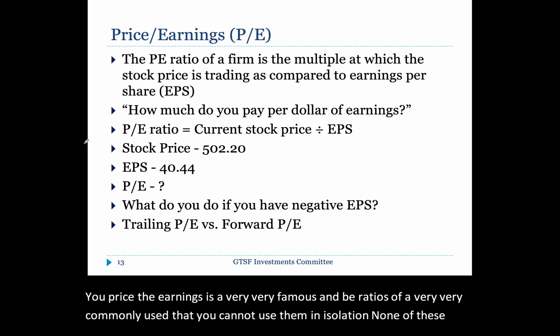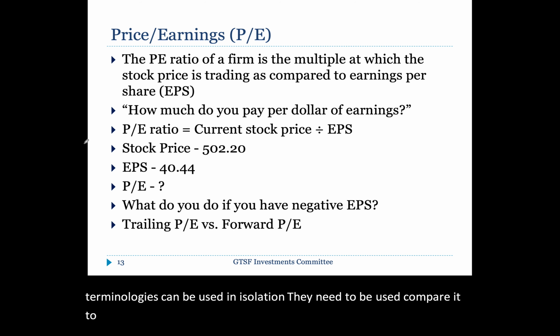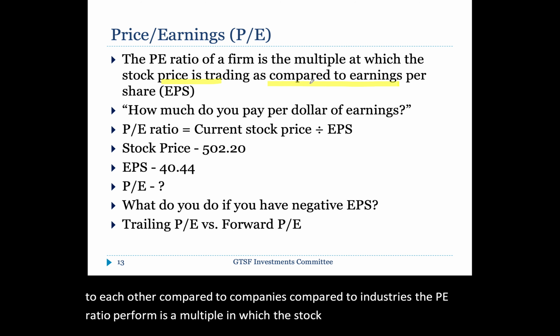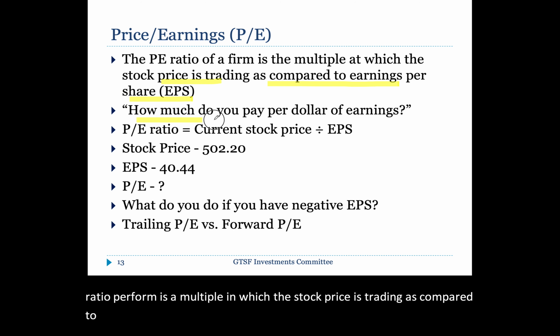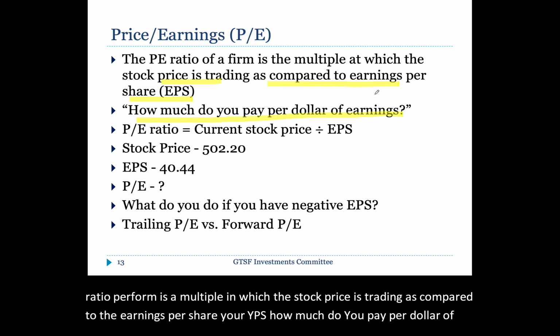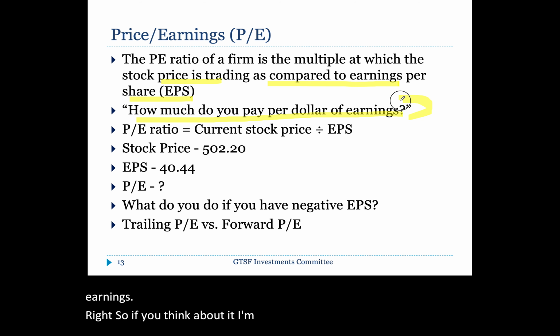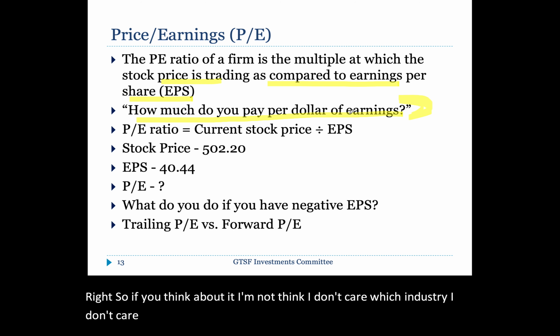They need to be used, compared to each other, compared to companies, compared to industries. The PE ratio of a firm is a multiple at which the stock price is trading as compared to the earnings per share, your EPS. How much do you pay per dollar of earnings? Right, so if you think about it, I don't care which industry, I don't care which company, for that particular asset, how much am I paying for a dollar of earnings?